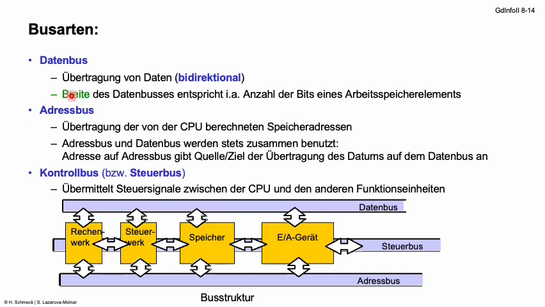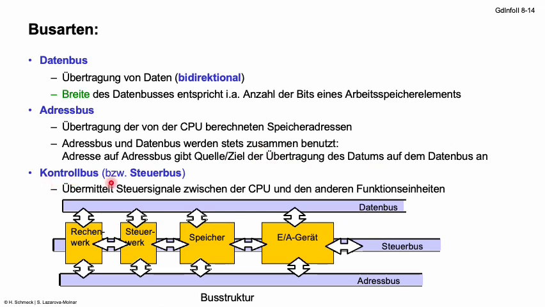Then we have the address bus, which is about transmission of memory addresses that are calculated by the CPU. The address bus and the data bus are always used together. The addresses in the address bus always indicate the source or the destination of the transmission of the data on the data bus. So they complement each other, you can say.